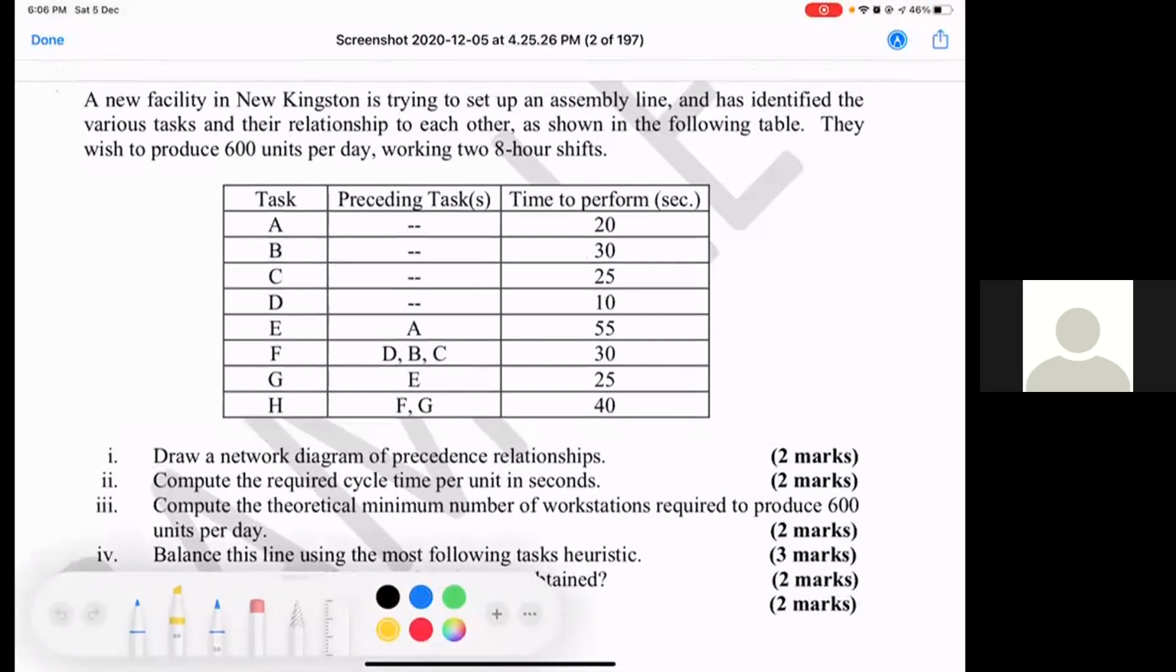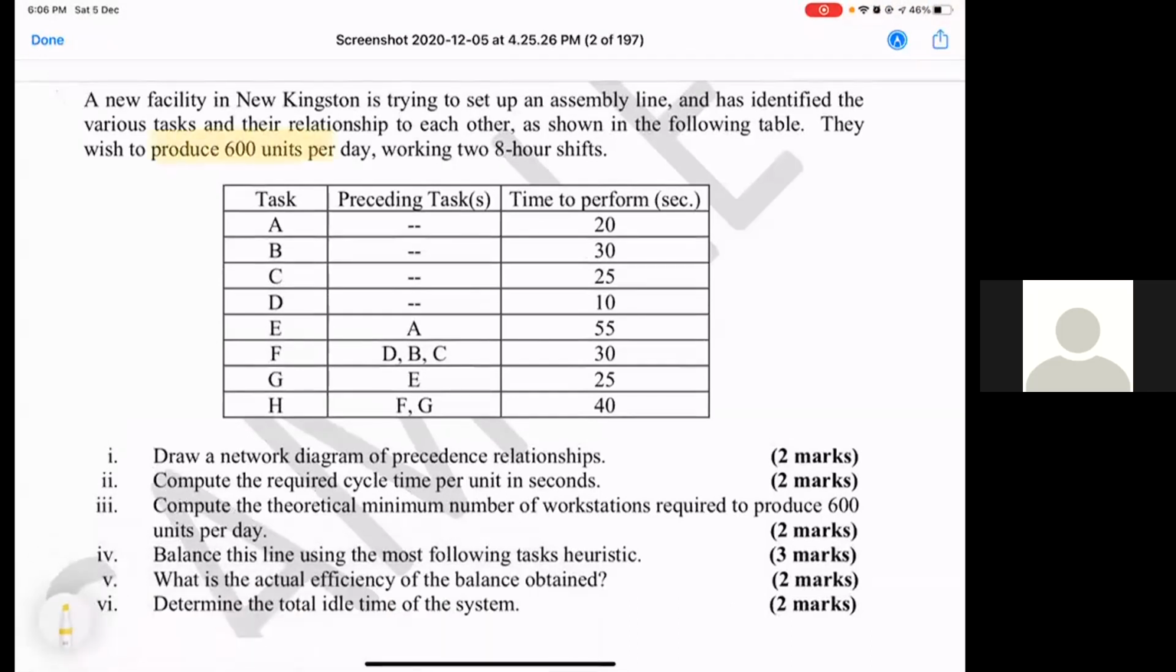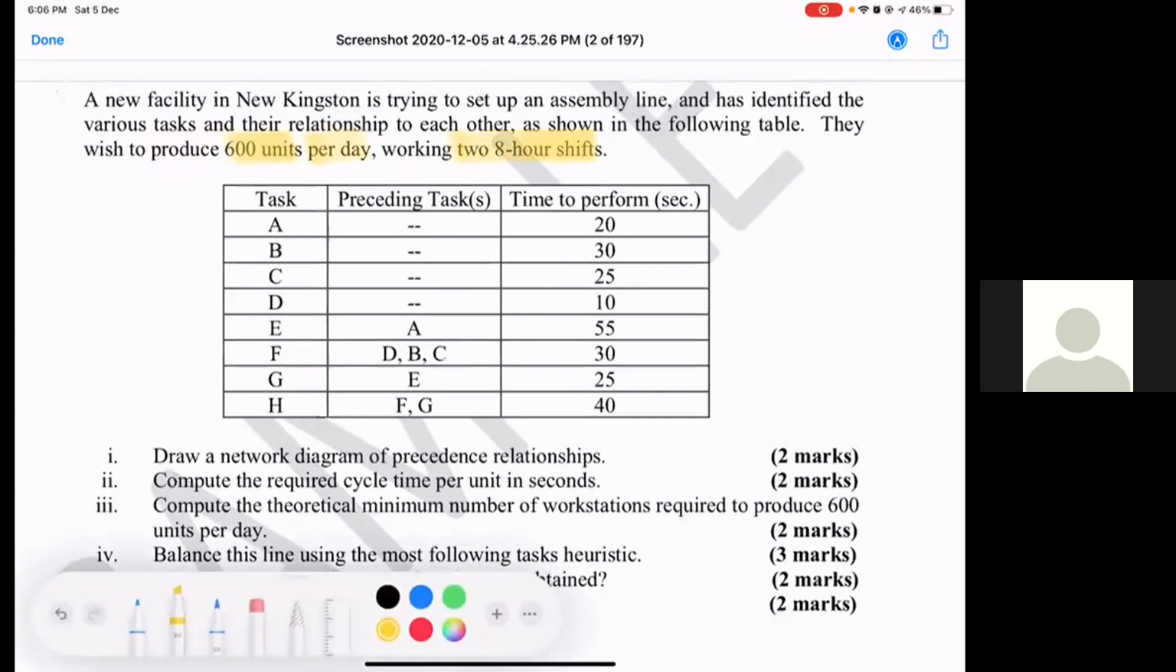Before we go any further, I'd encourage you to highlight the important parts. The first part was honestly fluff. We're really getting into information when they say the production of 600 units. Is that too bright? Let me fix that. It says 600 units every day, and not only 8-hour shifts, but 2 8-hour shifts. So you have to remember that.